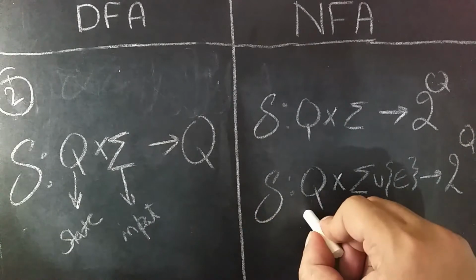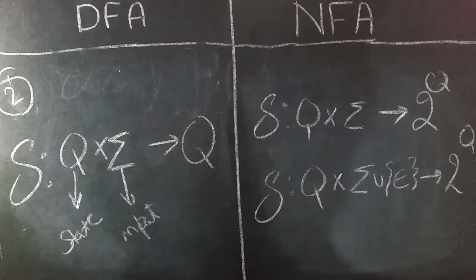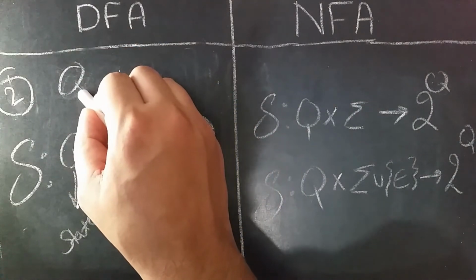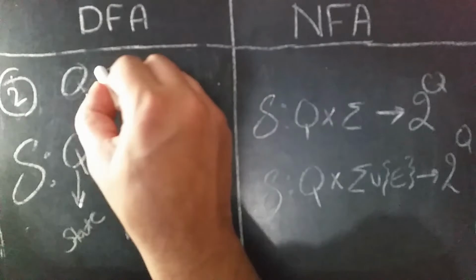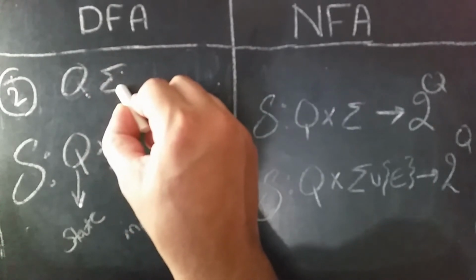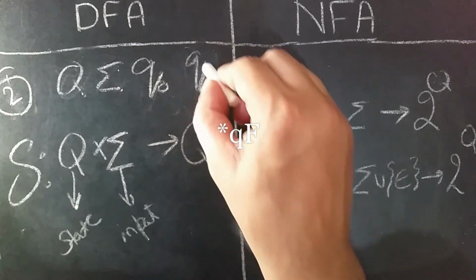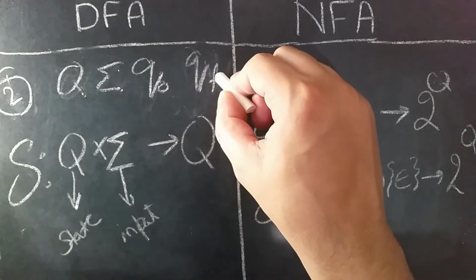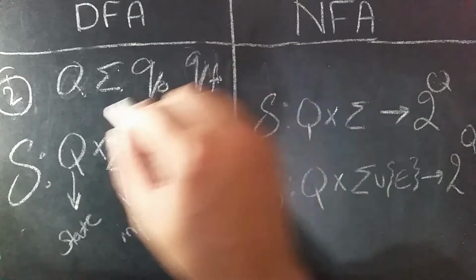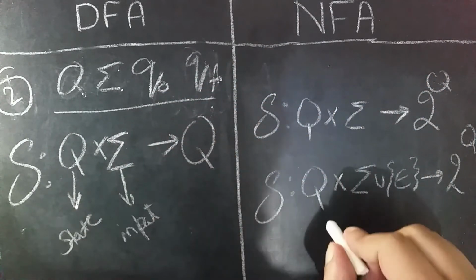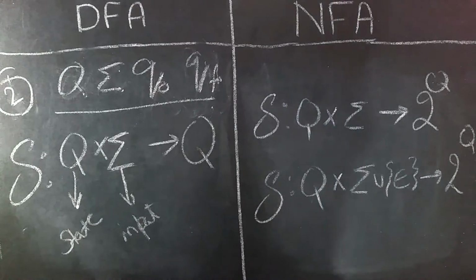There is a major difference between the transition function of NFA and DFA, and this is the only tuple in which NFA and DFA differ. The rest of the 4 tuples, which are Q, the non-empty set of states, sigma, the non-empty set of inputs, Q naught, the initial state, and F, the set of final states, are all the same in NFA and DFA. They differ only in this transition function.